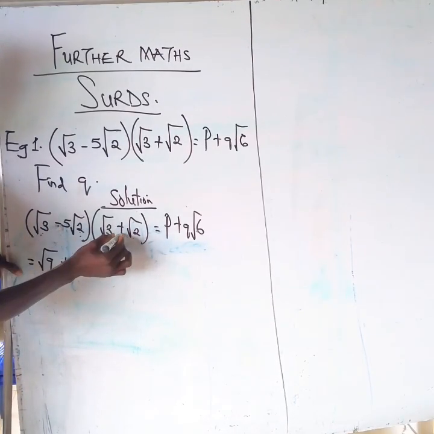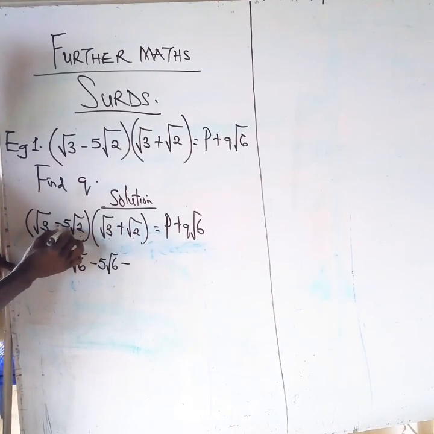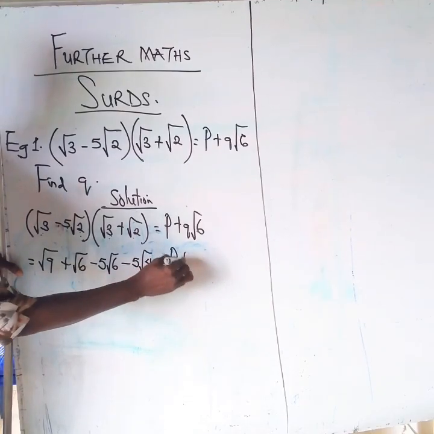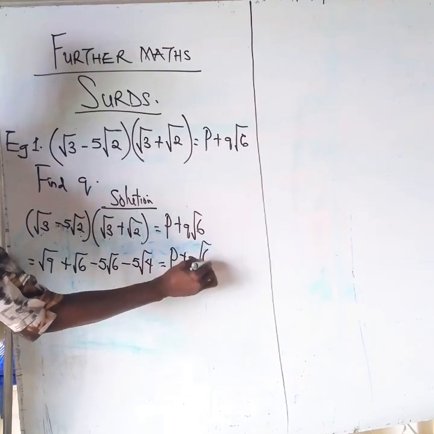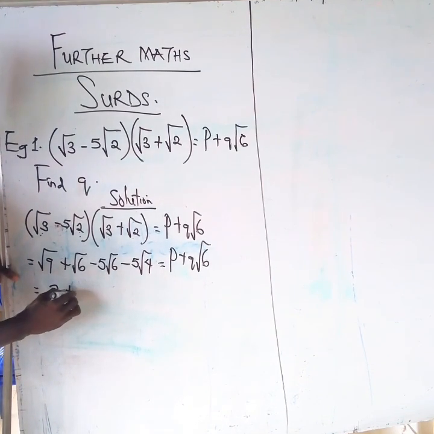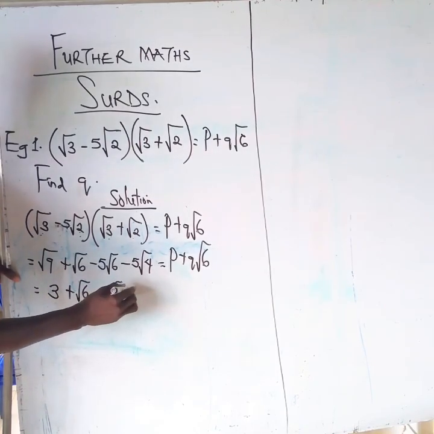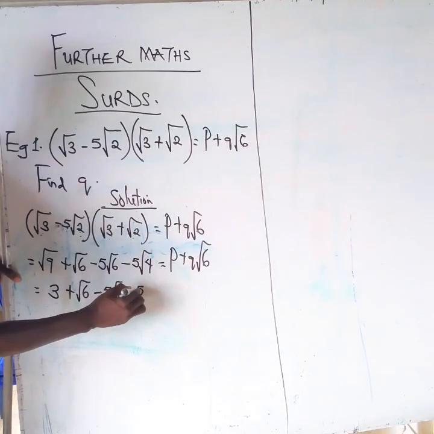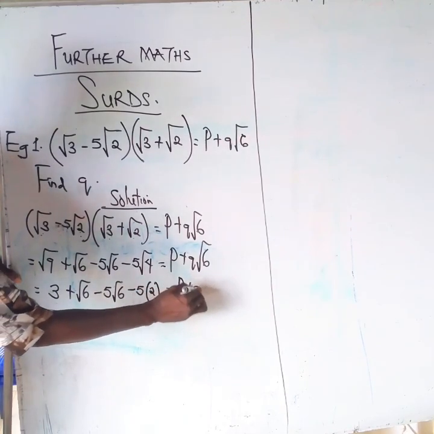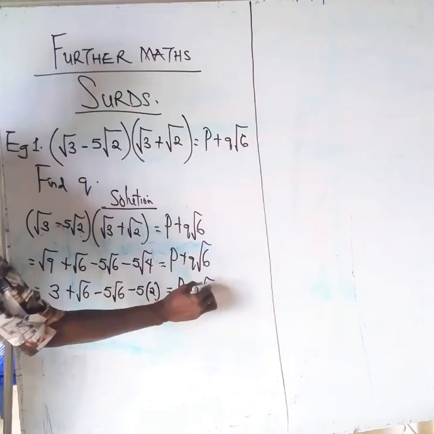Then you have minus times plus is what? Minus. 5 root 2 times root 2 gives you 5 root 4, all equals to p plus q root 6. So you have root 9 is what? Is 3, plus root 6 minus 5 root 6 minus 5. Square root of 4 is what? Is 2. So you have minus 5 times 2, all equal to p plus q root 6.